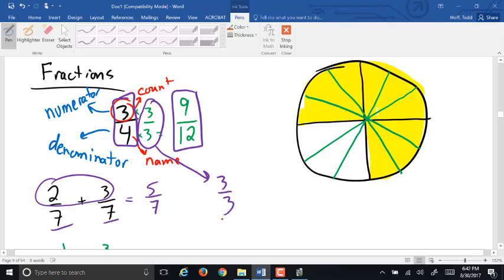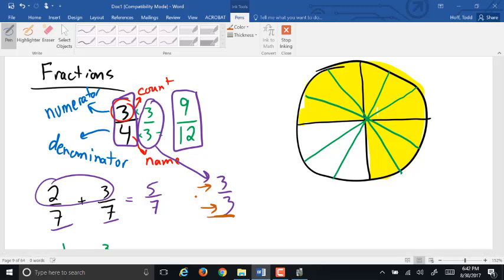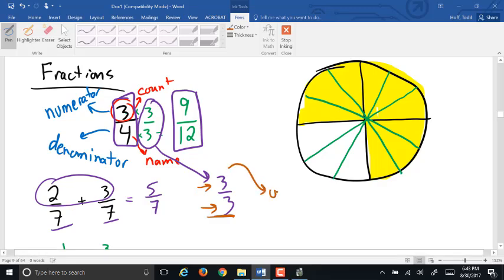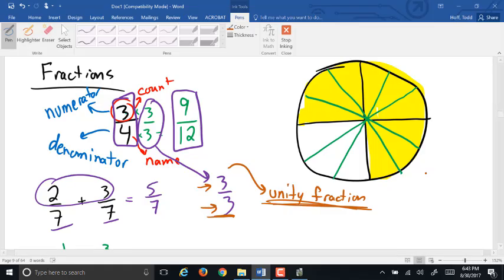3/3 is saying it takes 3 pieces to make a whole object, and we have 3 of them. In other words, we have 1 whole object. So we multiplied by 1. That's what we call a unity fraction. A unity fraction has a value of 1. And it's a very important tool throughout all of math. I'm getting into measurement conversions and all that stuff. We use unity fractions for a lot of things.